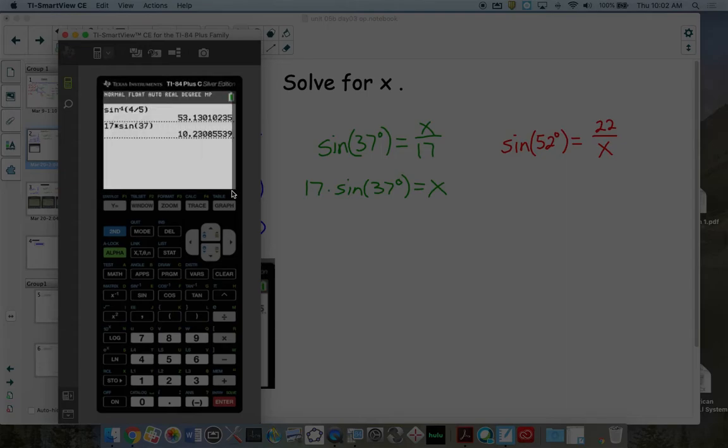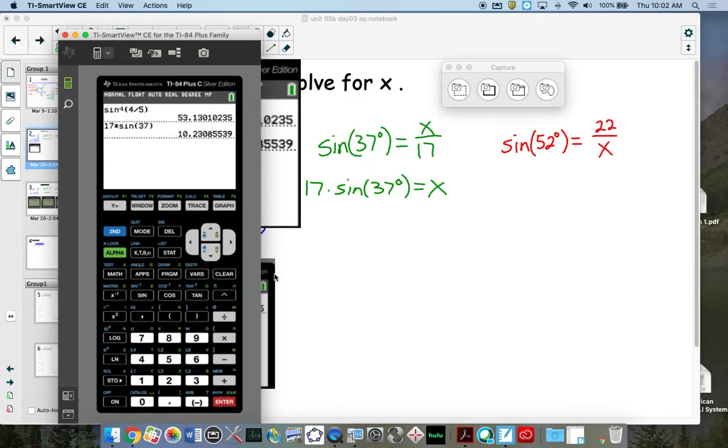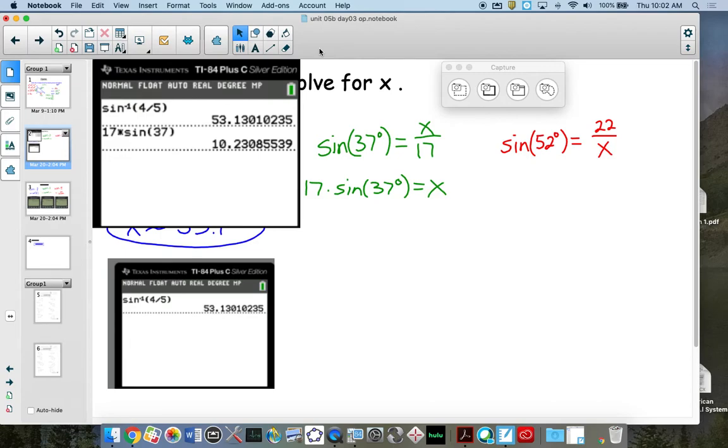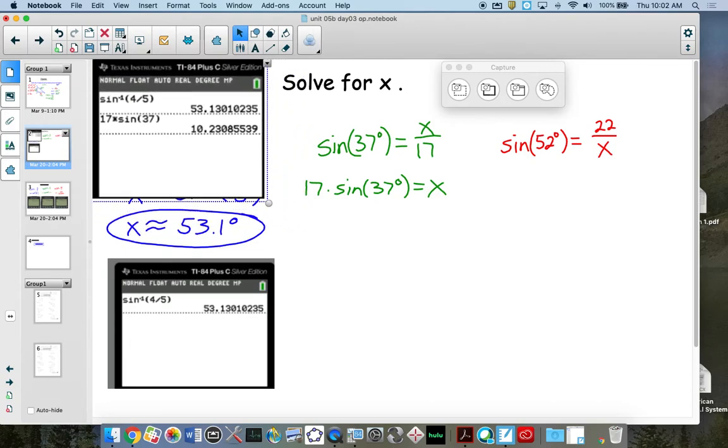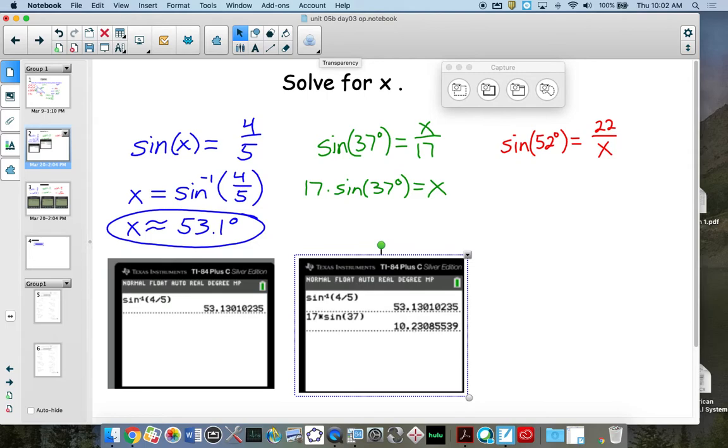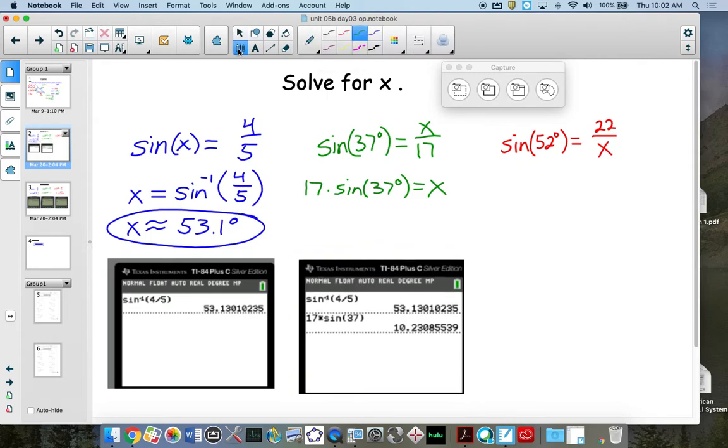Take a screenshot of that. Save that for later. Okay. Make it a little smaller. So x is equal to approximately 10.23. Now, that's the length of a side of the triangle. That's not an angle. So that's just going to be, unless they have specific units in your problem, you don't put any units on that.